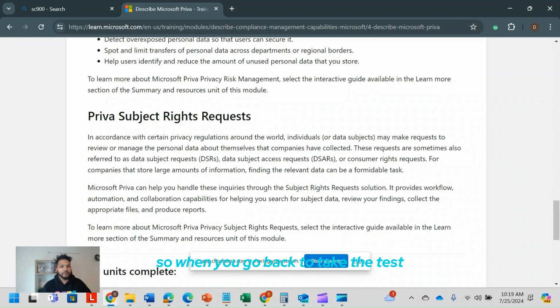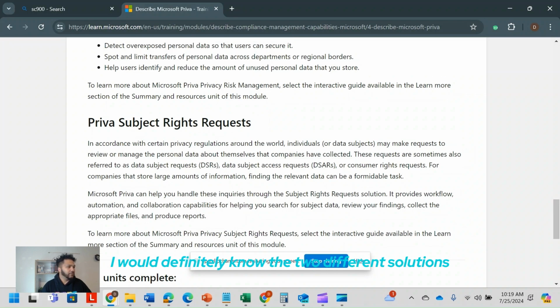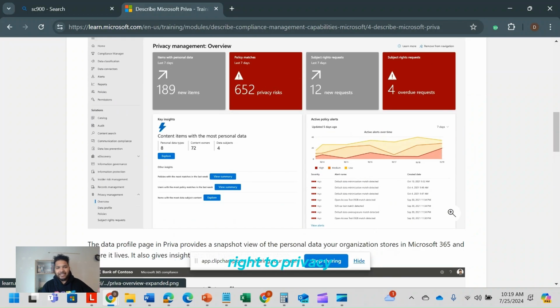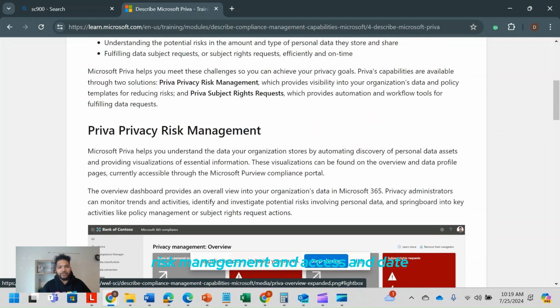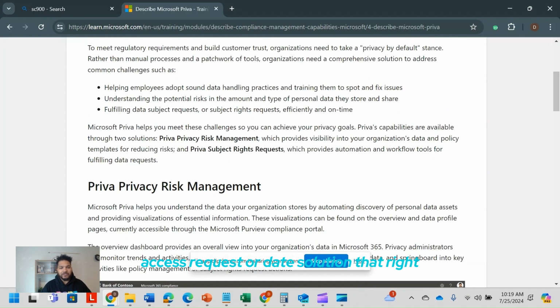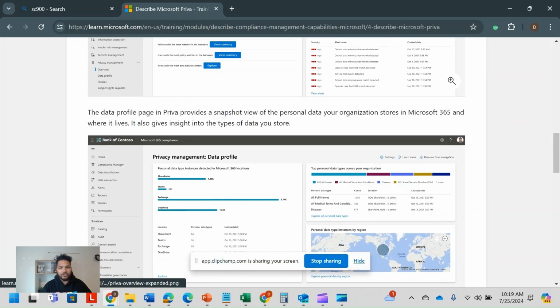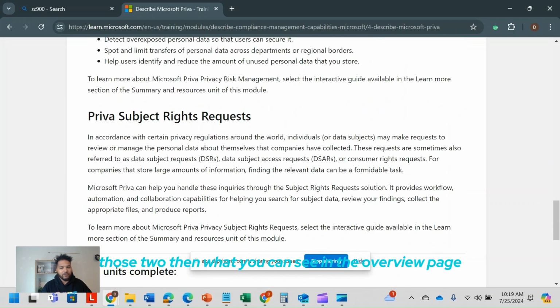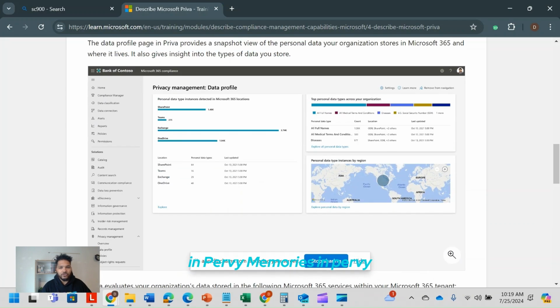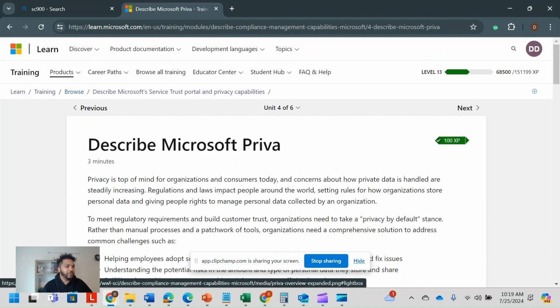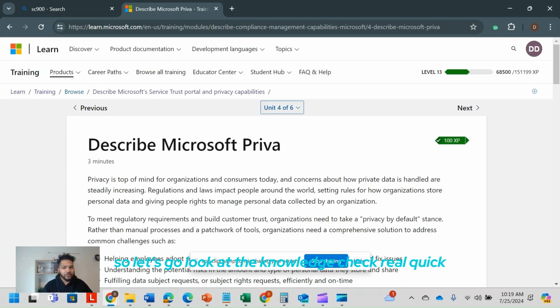So when we go back to take the test, when you go into Priva, I would definitely know the two different solutions, right? So privacy risk management and subject rights requests. Those two, and then what you can see in the overview page and where to locate it, right? It's in Purview. Remember, it's in Purview. So let's go look at the knowledge check real quick.